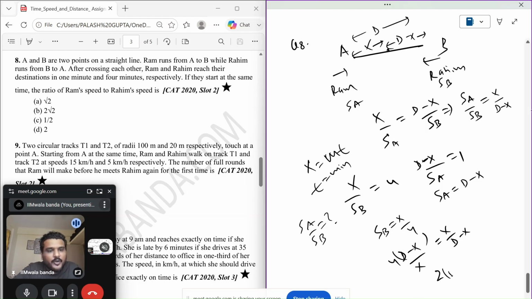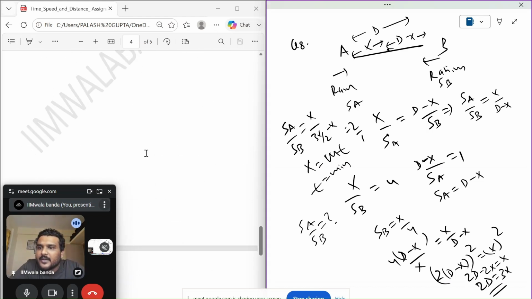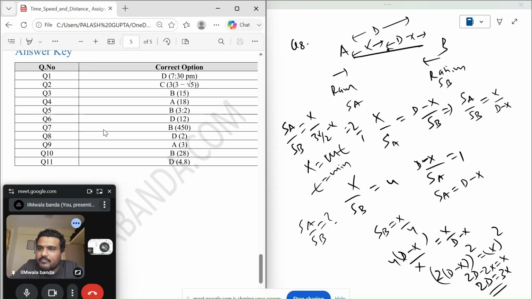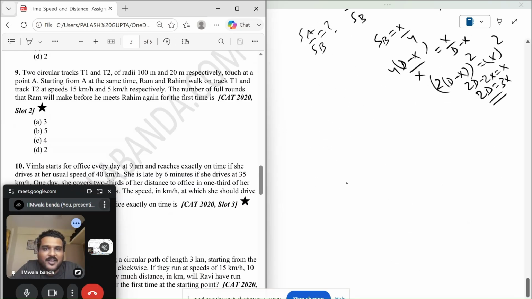So 4 into D minus X whole square is equals to X square. Or 2D minus 2X is equals to X. 2D is equals to 3X. Now 2D is equals to 3X. So SA upon SB, put anything, X. Let's put D as 3X by 2, minus X. This is 2 is to 1. Option D. Yeah. It looked like it should be root 2. It should be something like that, but it's just to confuse us.